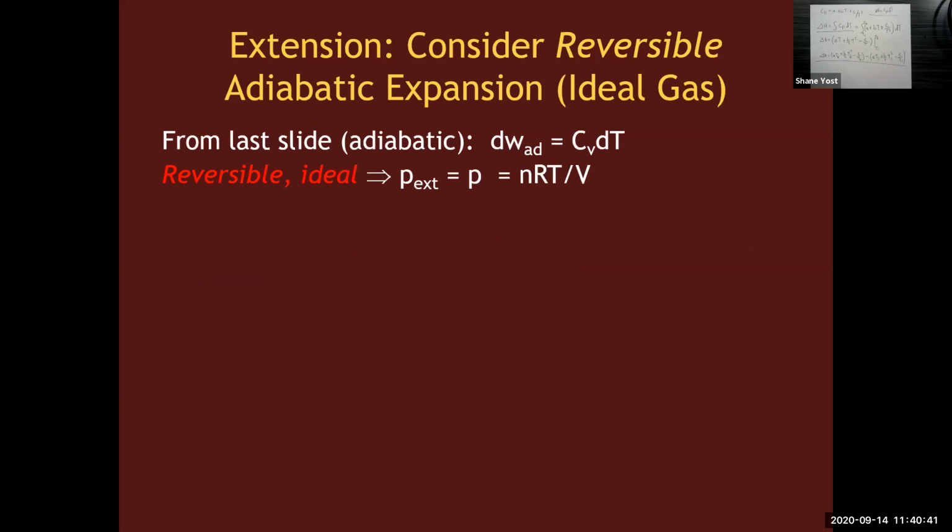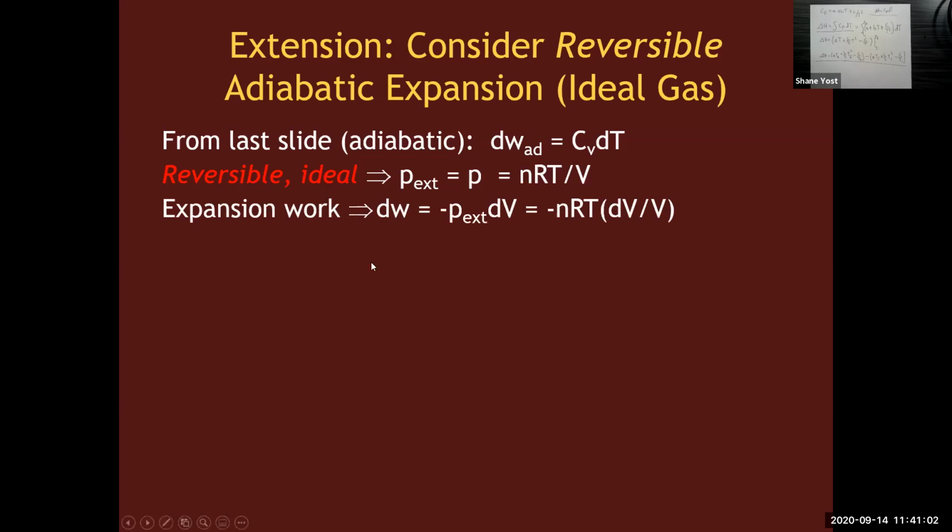I have that equation from previously, dU equals CV dT, because again we said dU is equal to dW because dq is equal to 0. The change in internal energy is related to the change in work, because the change in heat is equal to 0. I also know in general for expansion work that dW is equal to minus P external dV. Well, I can plug in the fact that the external pressure is equal to the internal pressure, which is nRT divided by V.